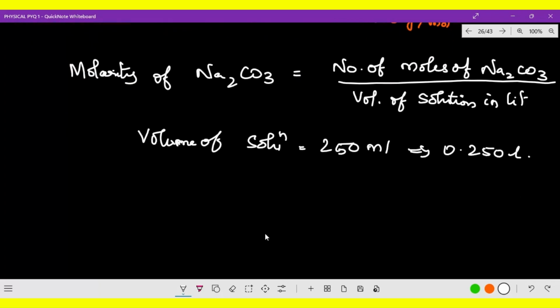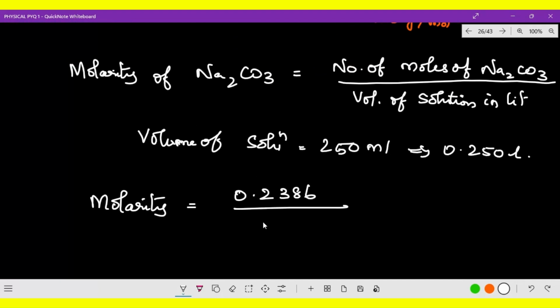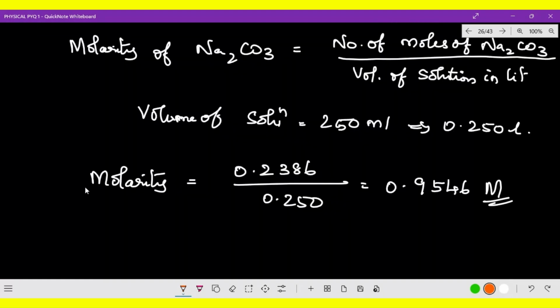Now can we apply the values? Molarity equals number of moles, which we just found, 0.2386, divided by the volume of solution in liter, 0.250. So what is the answer you will get? Making it a whole number, you will get 0.9546 capital M, the molarity.